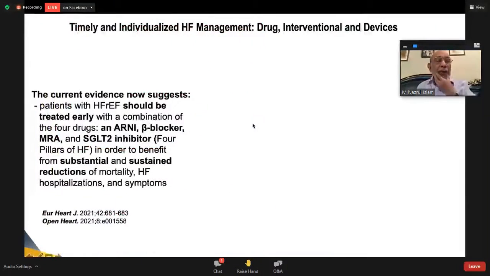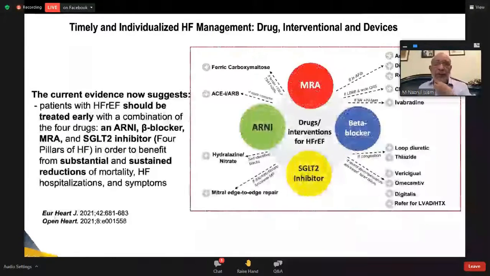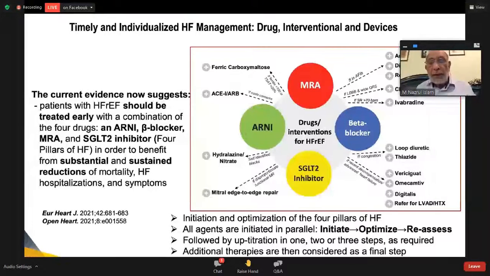The last one is the British or also the European one. They call these four drugs the fantastic four, or four pillars of heart failure therapy, and everything should be started, and they should be titrated and optimized. And there can be additional treatment as per side effects. I'm not going into detail.